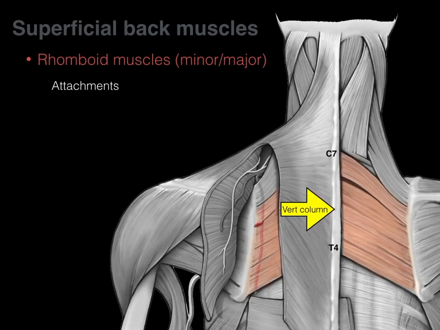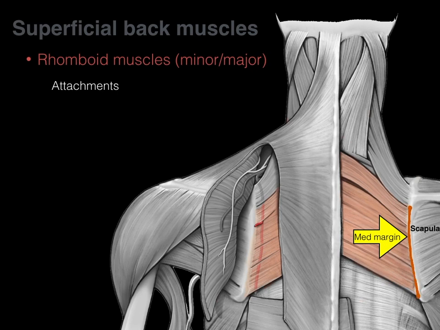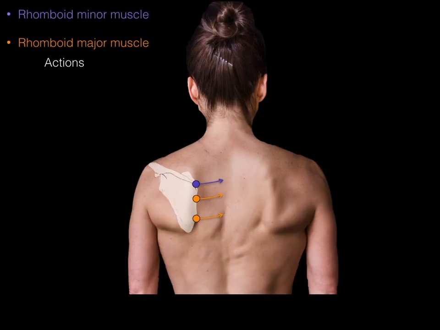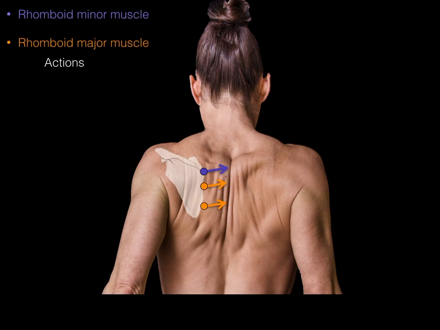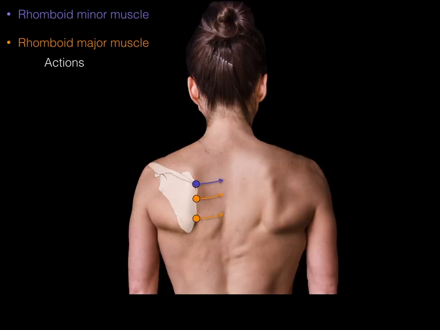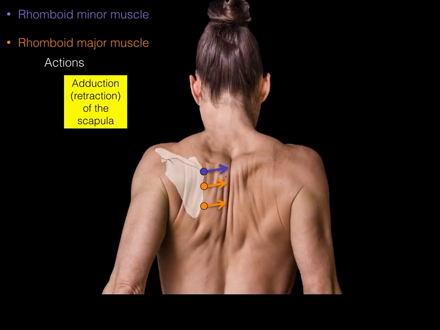Geometry. And so the attachments of the rhomboid muscles, the major and minor, are from the C7 spinous process down to T4, and that's the medial attachment. Laterally, they attach all along the medial margin of the scapula, so that when these muscles contract, they bring the scapula towards the midline. They act synergistically with the traps, and we call that adduction or retraction of the scapula.